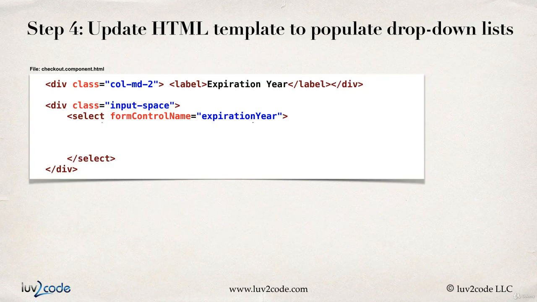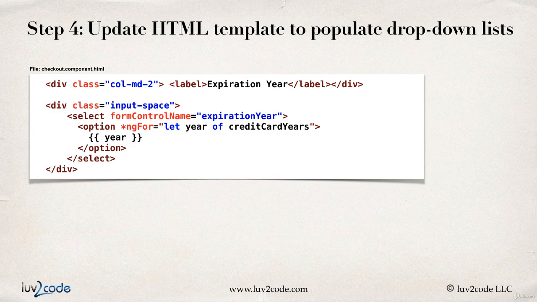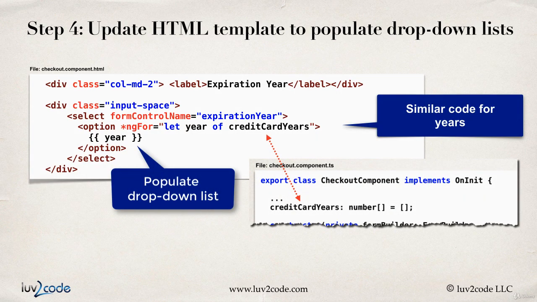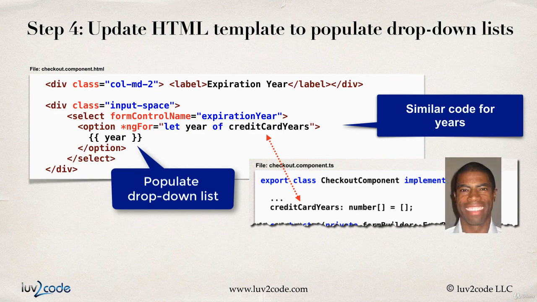And then we simply repeat the process here for expiration year. So let year of creditCardYears, we loop over that array, and then we use the year in curly braces there to populate the drop-down list accordingly. So we're simply retrieving data from our component. All right, so this all looks really good. Let's go ahead and move into our IDE and let's start writing the code.